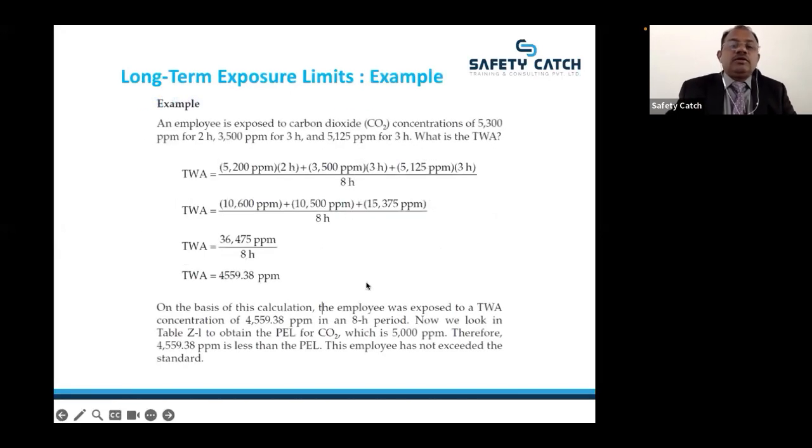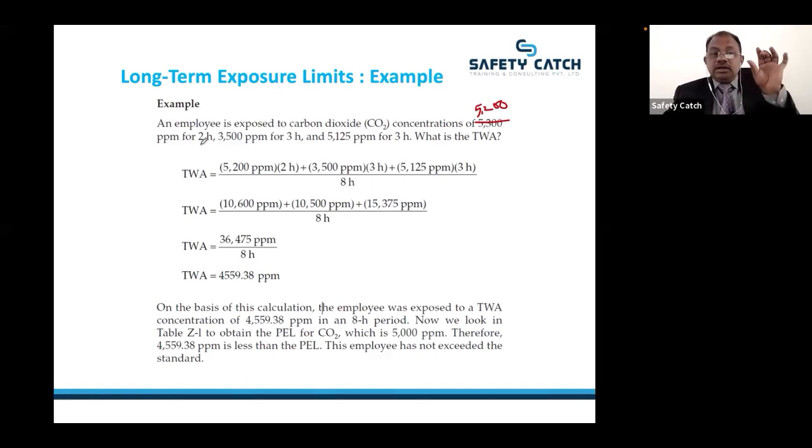All of you can just note it down. Please note it down. An employee is exposed to carbon dioxide concentration of 5,300 ppm. Sorry, it is 5,200. There is a mistake in the question. Please correct it. Make it 5,200. All of you note down this question, please. It is not in the book. An employee is exposed to carbon dioxide concentration of 5,200 ppm for 2 hours.